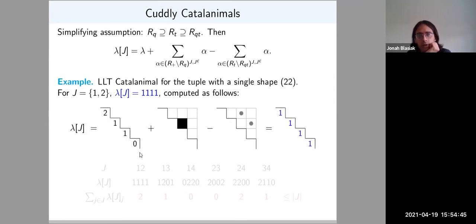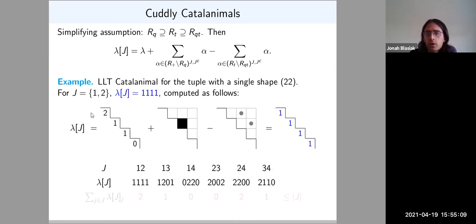So we take the weight lambda, and we add in the Q non-roots, that's this contribution here. We want to think of this as adding the vector corresponding to this root, and then we subtract the ones corresponding to the T delete QT roots. Those are these two gray dots. And when you add it all up, you get this weight 1, 1, 1, 1.